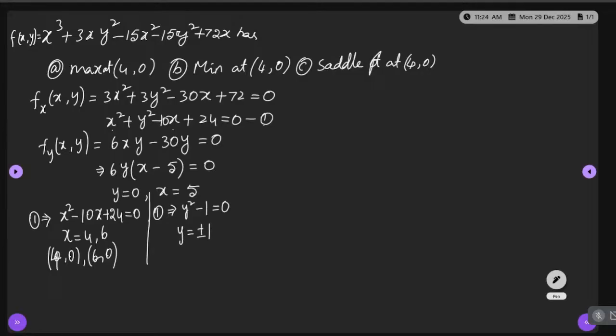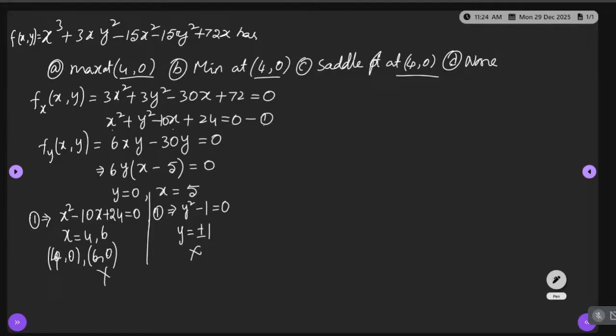Among the options we have (4, 0), (5, 1), (5, minus 1), (6, 0), D none. No need of verifying for (5, minus 1), (5, 1), and no need of verifying for (6, 0). The answer among the options, whatever it is given, you need to verify only for them.